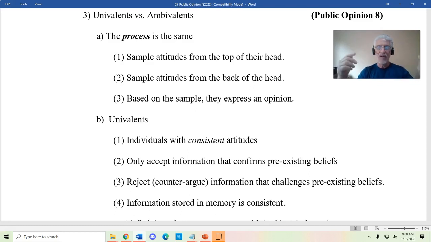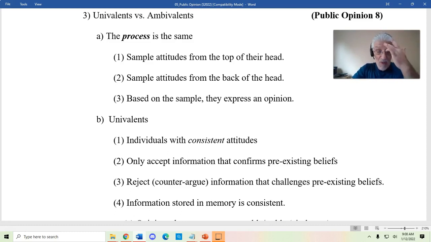We sample attitudes from the top of our head, mostly. We also sample attitudes from the back of the head, and based on that sample, we express an opinion. I have a feeling that you're probably tired of me repeating that phrase over and over again, but it's such an important part of understanding the memory-based model that I feel like I just want to repeat it again and again, and I'll explain to you why later.